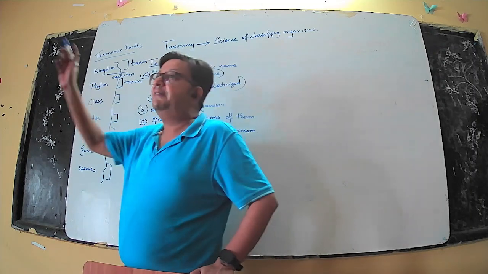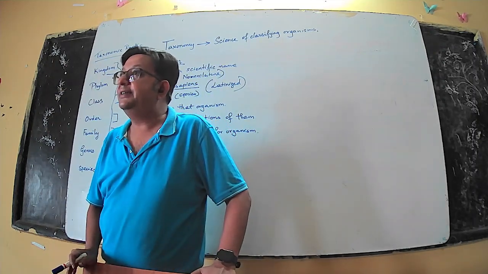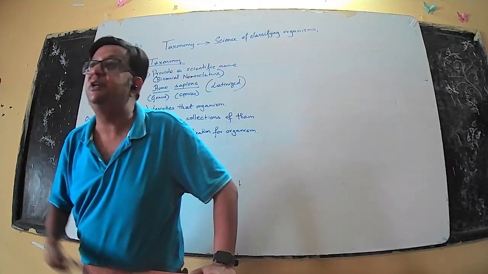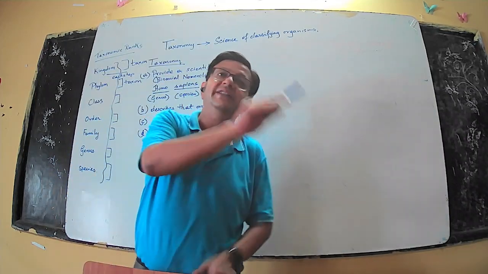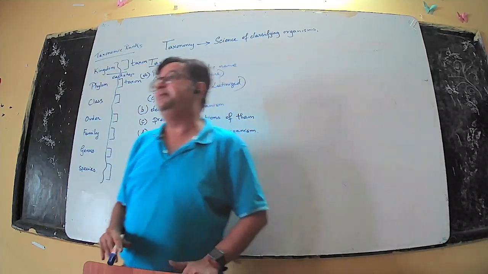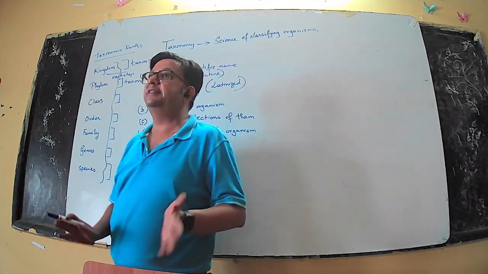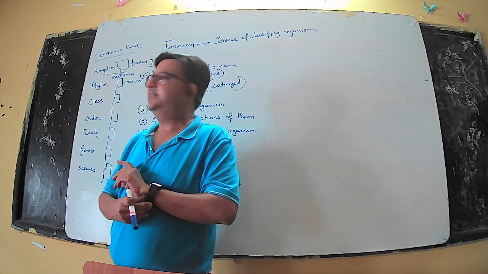Even after you have given kingdom, subkingdom, on top of that if you want to make another classification, you can use infra kingdom. Then within this infra kingdom you can have two subkingdoms. That is done later, but first you have to do the seven rank taxonomical classification.